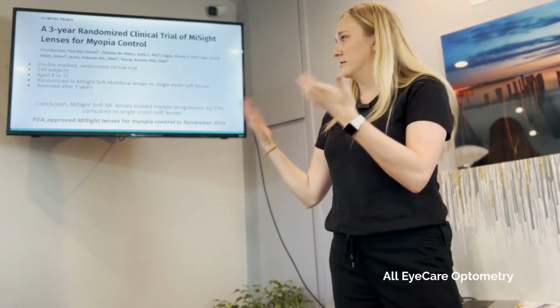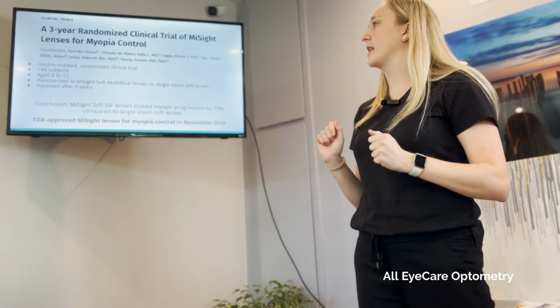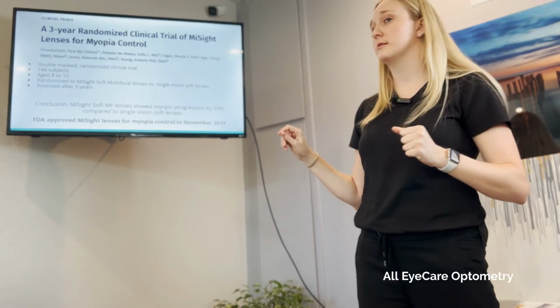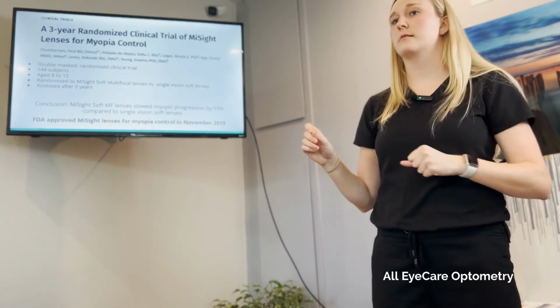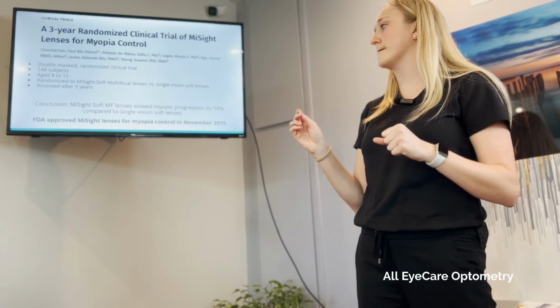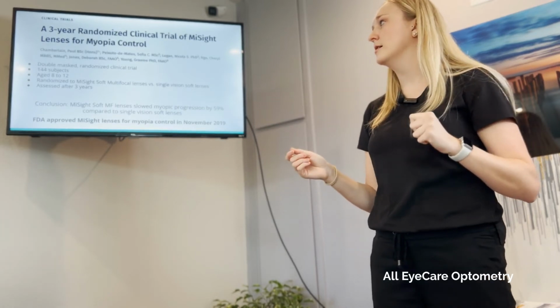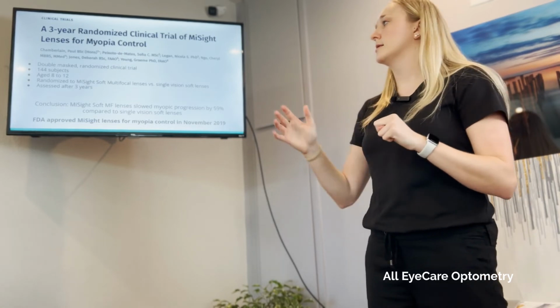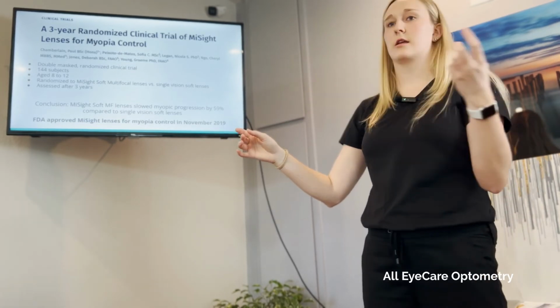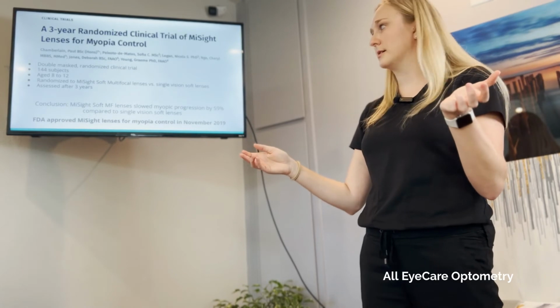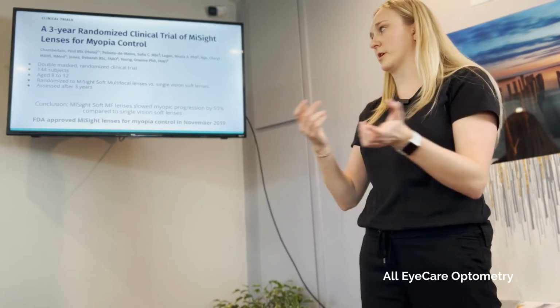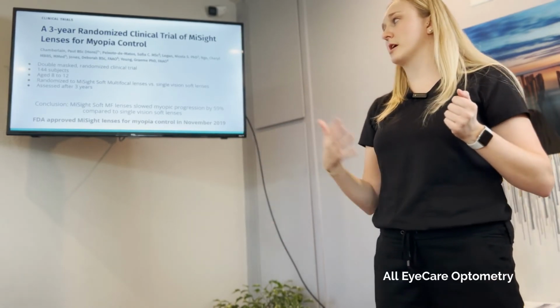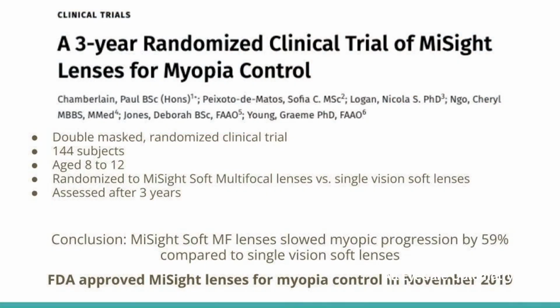Okay, another clinical trial. So this was the clinical trial that was utilized to approve MiSight for FDA use, or FDA approval for myopia control. Essentially 144 kids, 8 to 12. Some of them were in MiSight, some of them were in just regular single vision contact lenses. Neither group knew who was wearing which. And then after 3 years, they assessed progression. And these lenses were found to slow progression by 59% in this study.